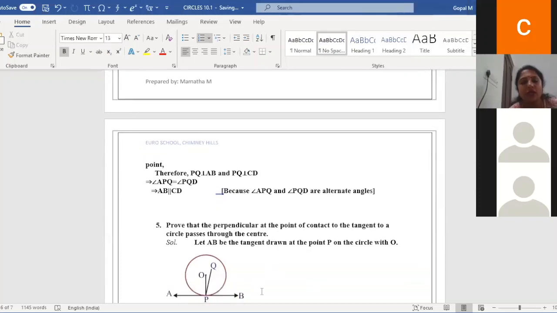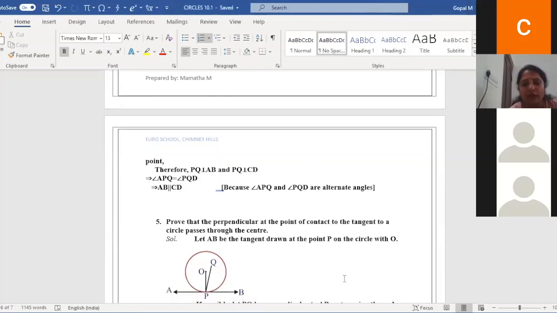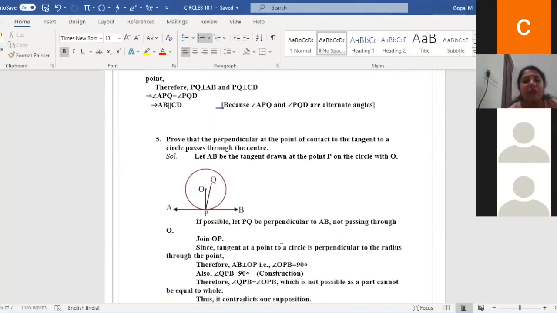They're asking, so this is OP is perpendicular to AB. So we need to prove that. Am I clear, children? So we will assume that. Let AB be the tangent at a point P on a circle with center O. So if possible, I'm assuming here, let PQ be perpendicular to AB.